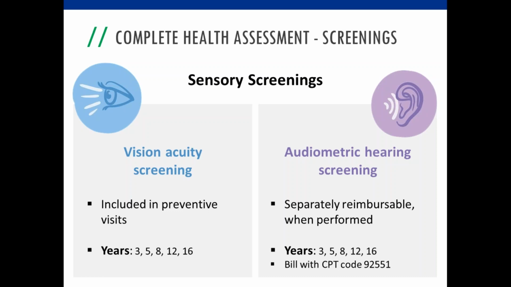Additional assessments that should be performed are the sensory screenings. Vision screenings are recommended at ages 3, 5, 8, 12, and 16. While the vision screening is typically included in the preventive exam, the Alliance is looking at making CPT code 99173 a benefit. More information will be coming soon with this. Hearing screenings are separately reimbursable when performed. You may bill those with CPT code 92551.